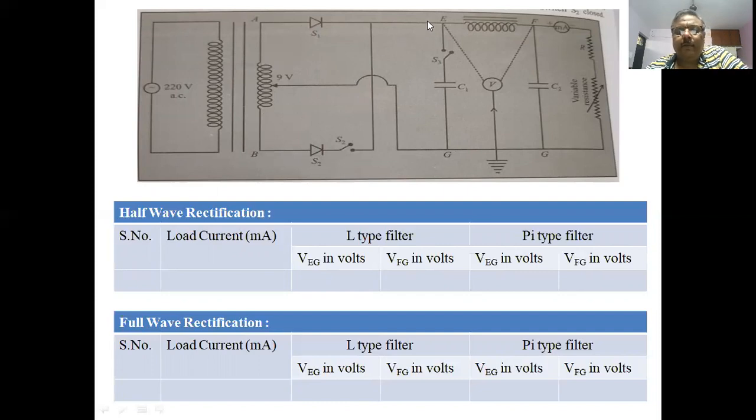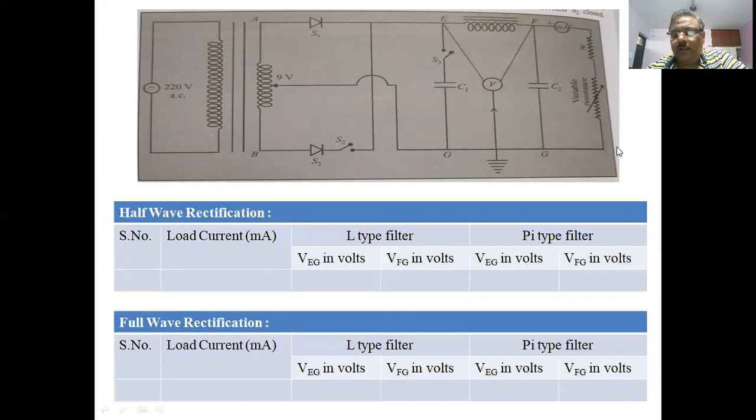Now the rectified output is fed into this filter circuit. We connect the voltmeter in such a way that the ground is connected to the common terminal of the voltmeter, and there is a three-way key for this, and the connections are switchable. We can connect the other terminal of the voltmeter to E and F respectively. If we want to measure the voltage before filtration, we will connect this terminal to E. If we want to measure the voltage after filtration, we will connect this terminal to F.